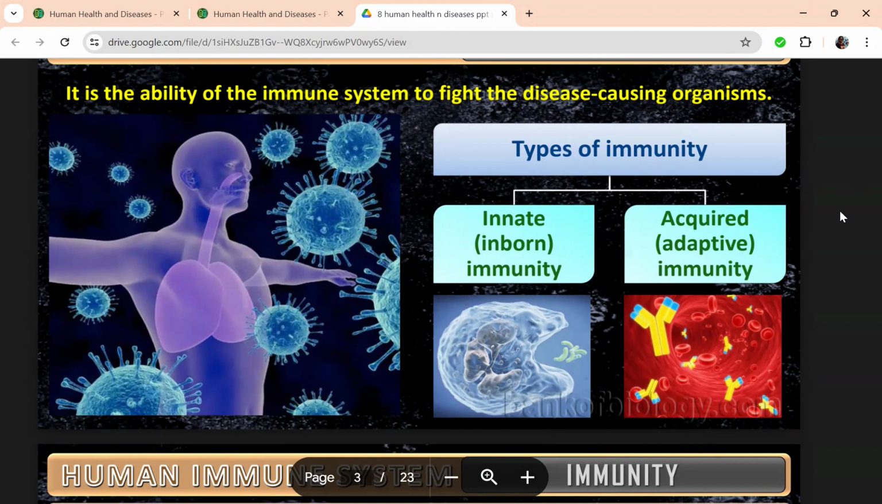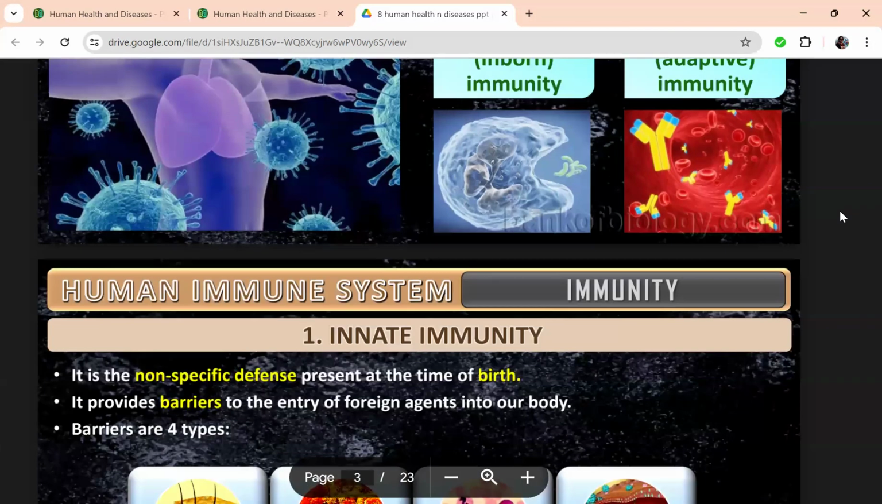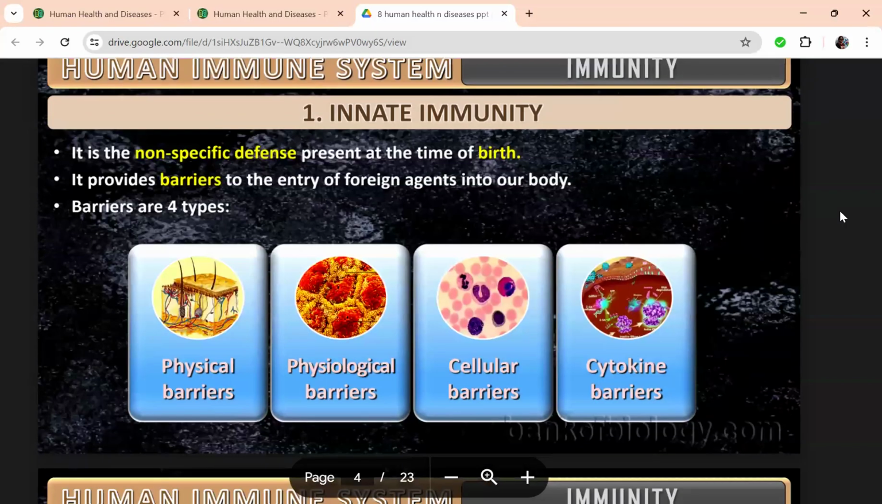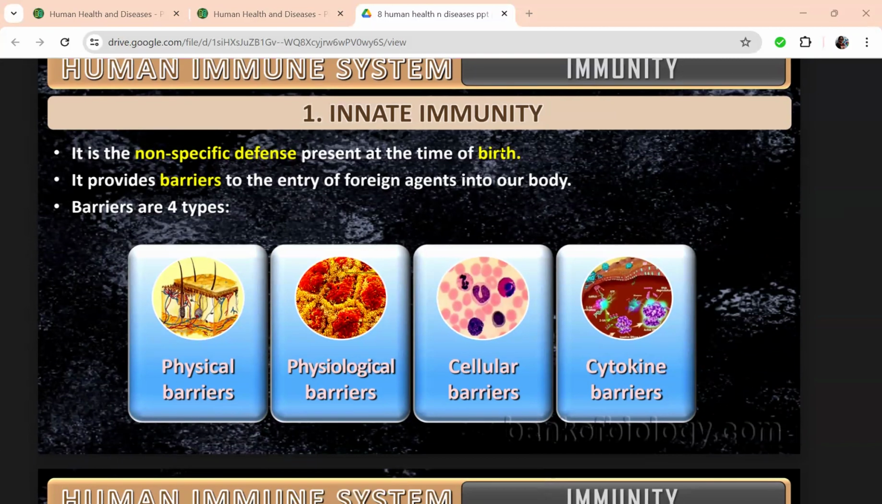Now, if I talk about types of immunity, I have an innate immunity, which is the immunity that I have got inborn, and I have an acquired immunity, which is adaptive. So I acquire it during my lifetime. If I talk about innate immunity, this is a non-specific defense present at the time of birth.